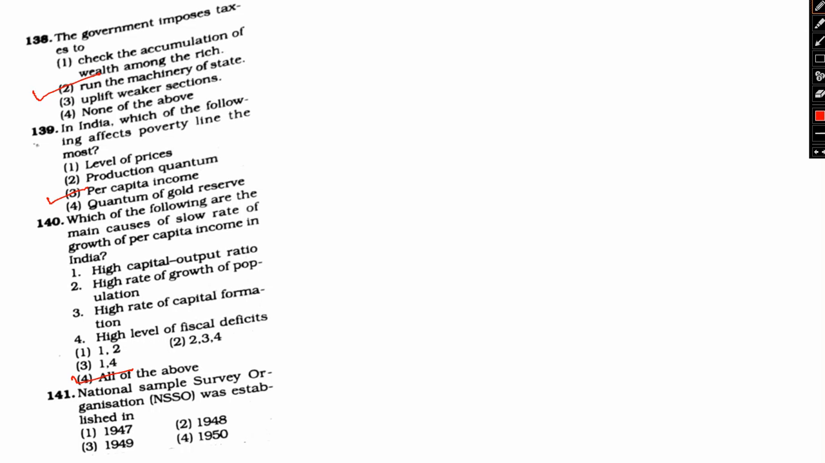And lastly, we'll head over to question number 141. The National Sample Survey Organization was established in, so basically the NSSO, or the National Sample Survey, in which year was it established? Option 1, 1947; option 2, 1948; option 3, 1949; and option 4, 1950. So the right answer will be 1950.